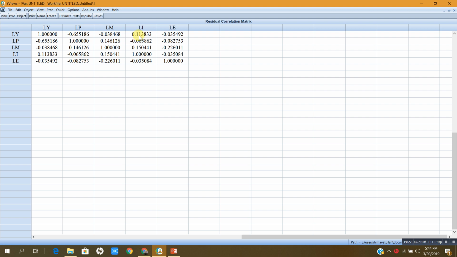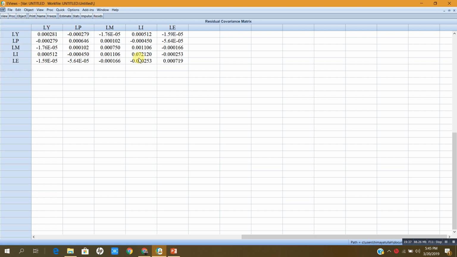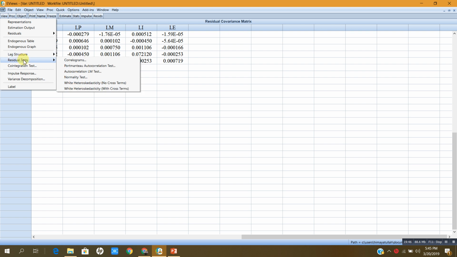I can also check the covariance matrix of these variables. So this is the covariance matrix of all these variables. Now I can also check some other diagnostics which are necessary and usually used to see whether the model is good or not. So first of all, when I press view, then under view I will go to residual tests, and then under this residual test, first of all, I would like to go to autocorrelation LM tests. Now, when I press this, I again use 2 lags.